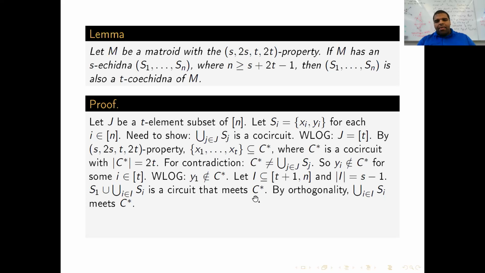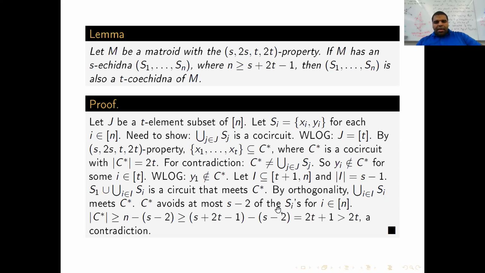These SI come from integers bigger than t. This S1 comes from 1 through t. And so we are going to know that the union of these SI has to meet C star, because otherwise it would just be X1 in the intersection. So that would contradict orthogonality. So there has to be one of these other SIs that meets the co-circuit. So because of that, C star has to avoid at most S minus 2 of the SIs.